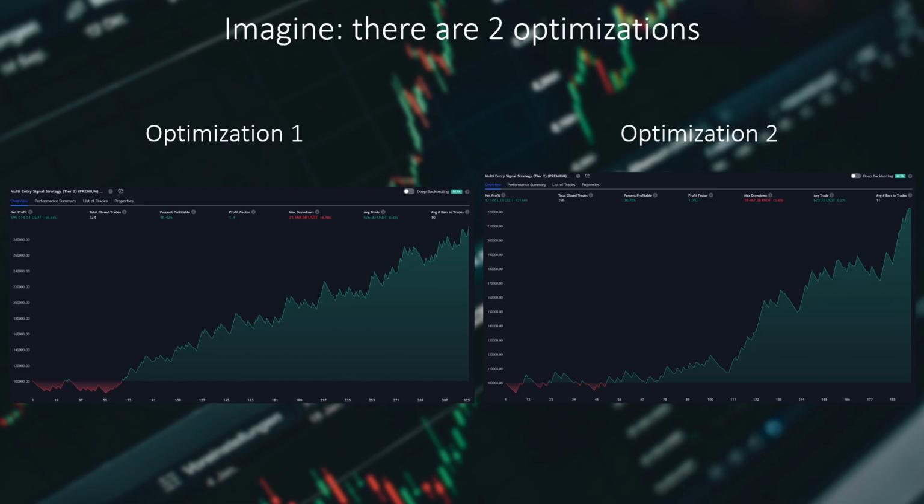To further complicate the matter, let's say that the backtest of optimization 1 shows the results for the last 4 months of price data, while optimization 2 shows the results for only the last 2 months. Now it's hard to tell which optimization is better, because optimization number 1 had twice the time to generate at least the same profits as optimization number 2. And this is where profit factor comes in.